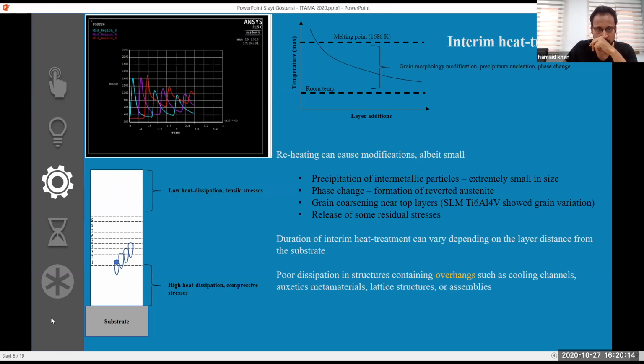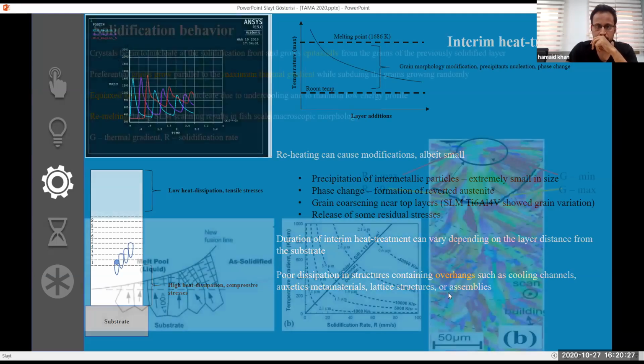Let's go forward. One more thing: this substrate is a platform bed, which is fixed in the chamber, on which these structures are built. So if these structures contain overhangs, the heat dissipation can be extremely poor.